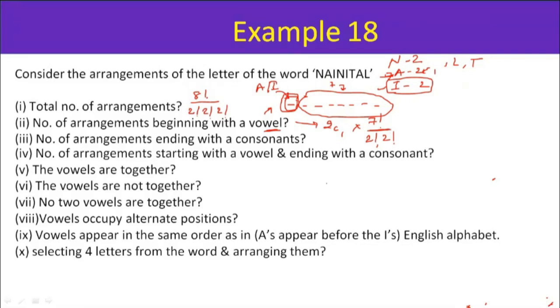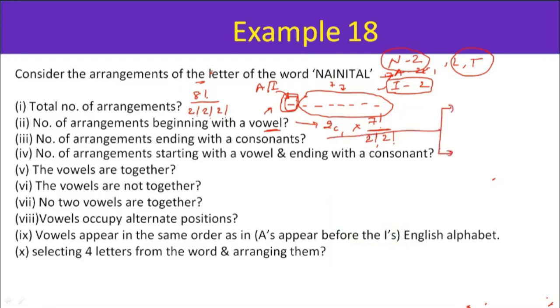Let's move on with the third question. Number of arrangements ending with a consonant. Exactly the same concept that we just did. Okay. So ending with a consonant, how many consonants do we have? We have 3 consonants. We have N here. We have L and T here. However, as I just mentioned in the last question, we have 2 N's and I have 1 L and 1 T. Because the frequency of consonants is different, I will have to make 2 cases, right?